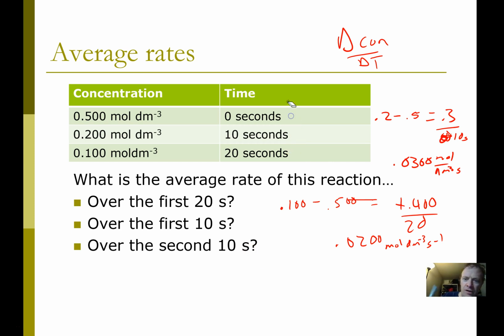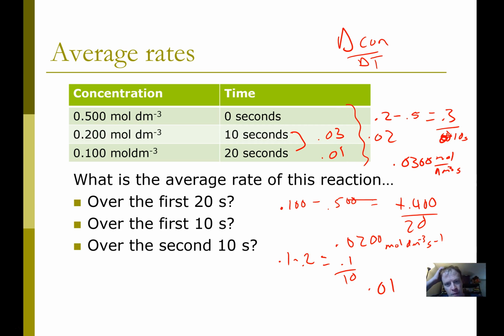This last question here is asking me to look at this time interval. Notice the concentration is going from 0.2 to 0.1. So the change in concentration is 0.1. The time interval is 10 seconds, so that's 0.01. So in the first 10 seconds, our rate was 0.03. In the second 10 seconds, it was 0.01, and then overall, it was 0.02. That's when you look at the whole 20-second span. And again, they're called average rates because those rates aren't constant. We could slice it up into smaller and smaller bits of time, but it would still be an average rate.